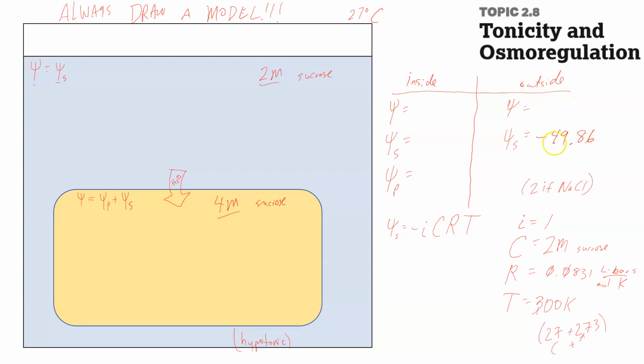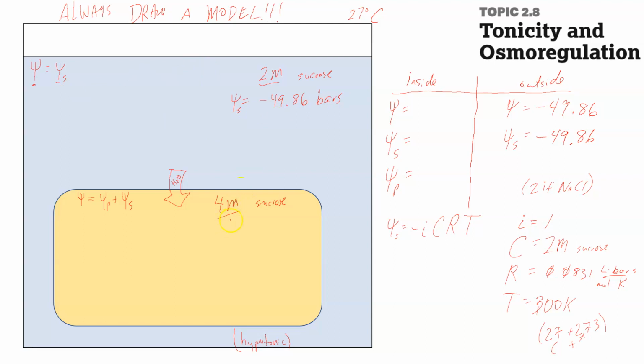49.6. And now that we've solved the solute potential outside, I think we can also safely say that the solute potential, or the total water potential outside, rather, is negative 49.6. So 2 molar sucrose, I'll put the water potential down here, and the solute potential here is equal to negative 49.86 bars. That's the solute potential out here, which of course, keep in mind, is equal to the total water potential.